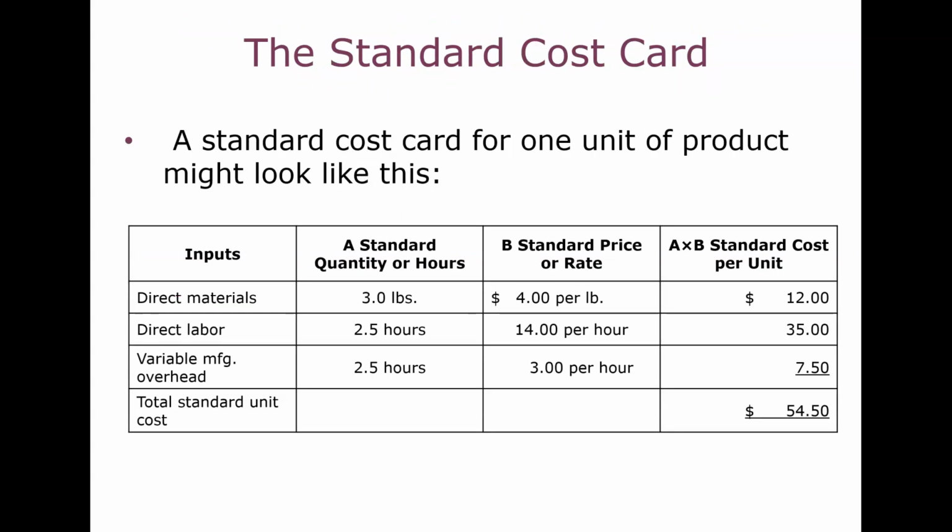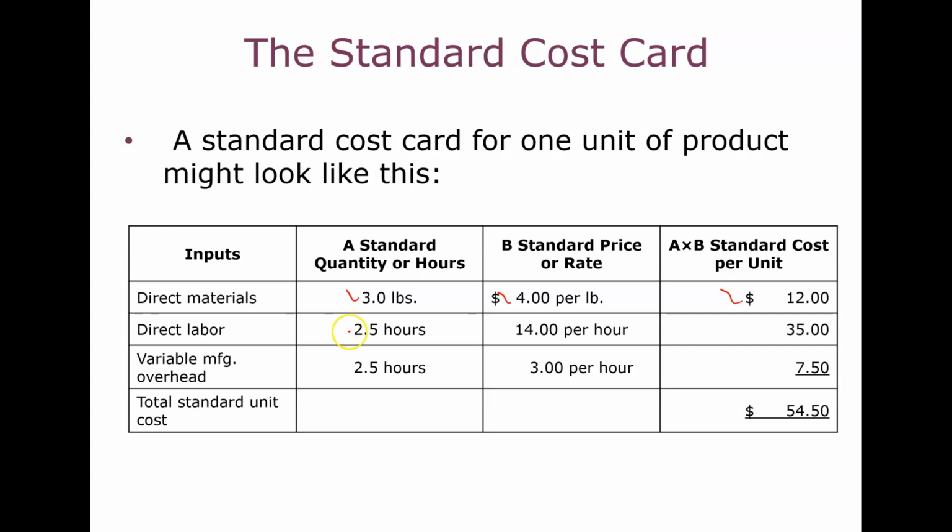This is the standard cost card, and we have the direct materials, direct labor, and the manufacturing overhead in here. We look at the standard quantity for each. For direct materials, we have a standard quantity of 3 pounds. The standard price is $4 per pound. And then we get a standard cost of $12 for direct materials for 1 unit.